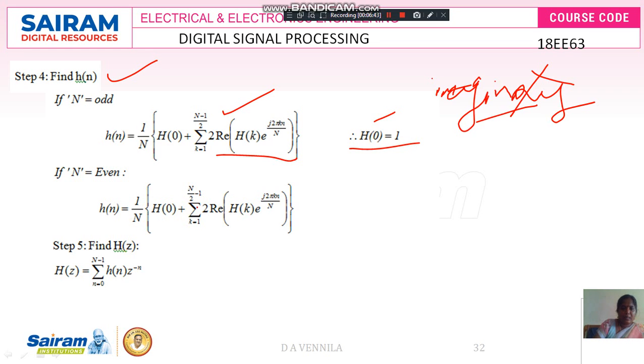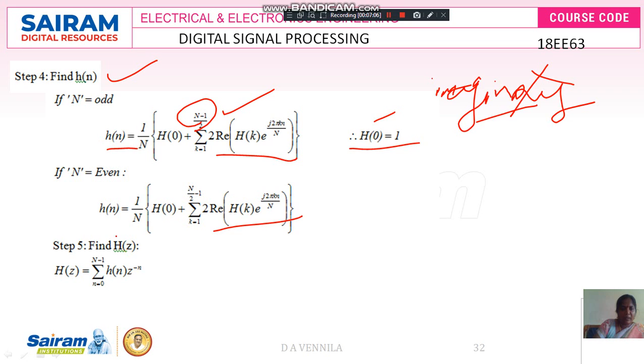h of 0 plus summation k equal to 1 to n by 2 minus 1. You see the difference here: for odd it is n minus 1 divided by 2, and here it is n by 2 minus 1. Here also we have to take the real part, 2 into Re of h of k e power j 2 pi k n divided by n. So now we got the h of n value.